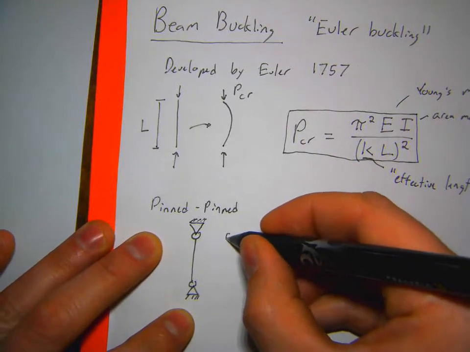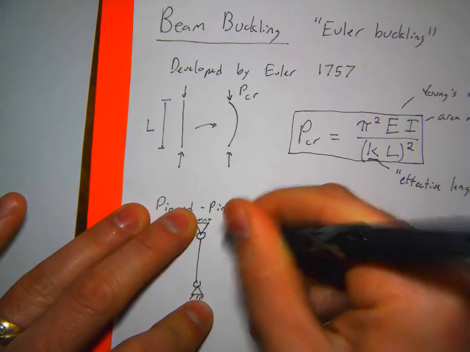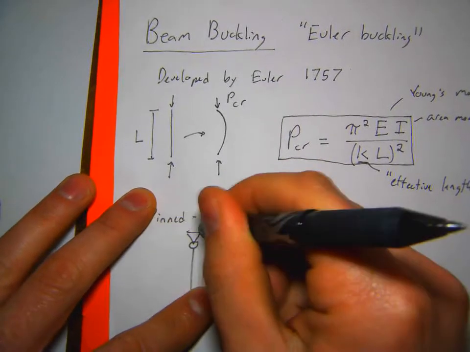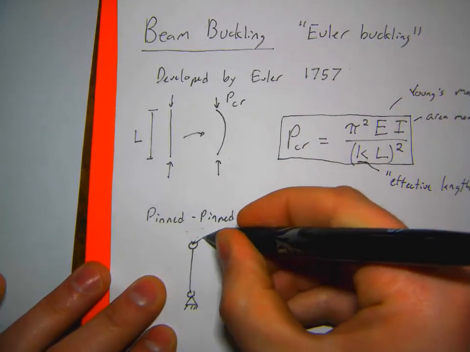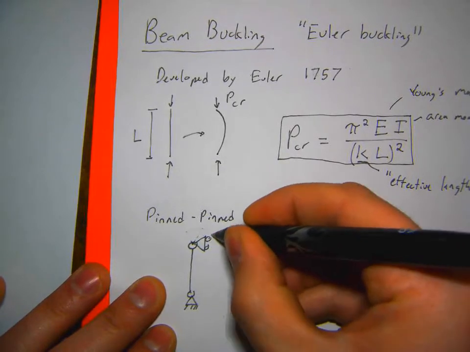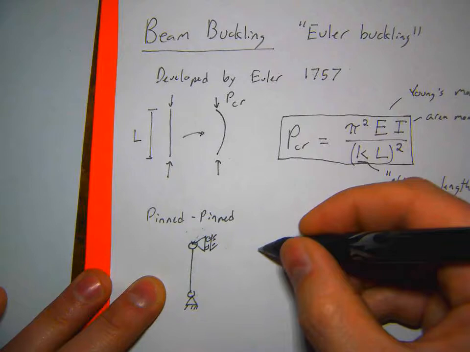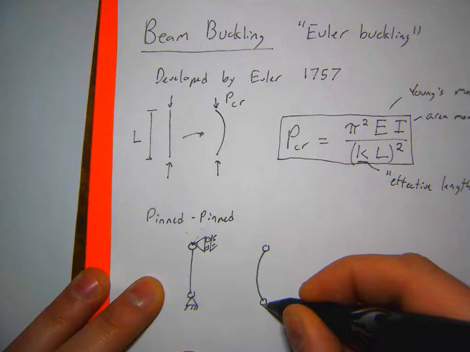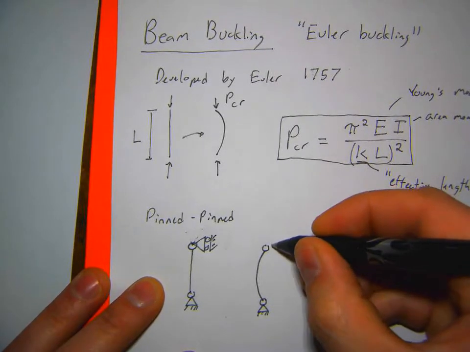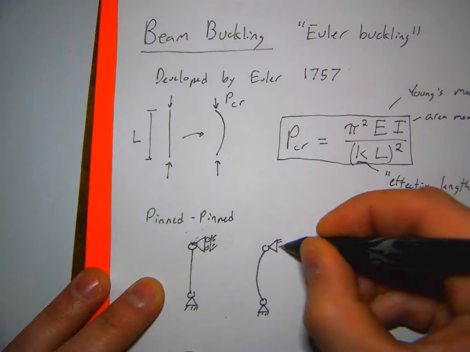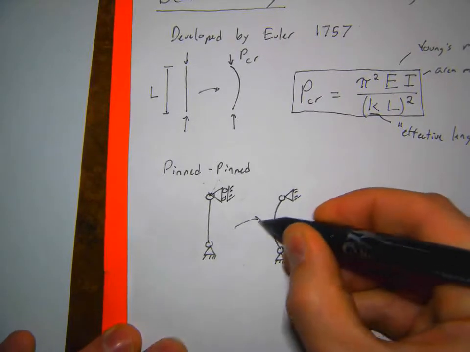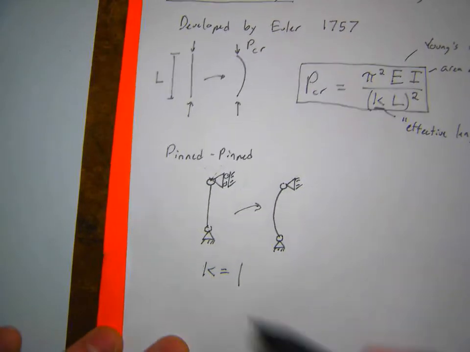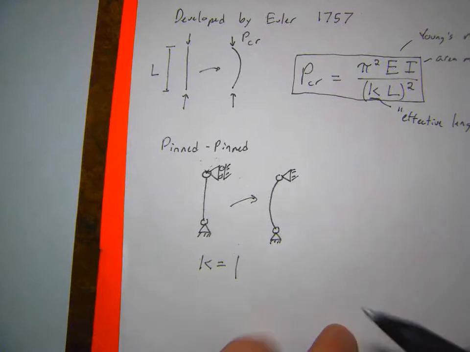And for my pinned-pinned case, how do I want to do this? I'm going to draw it slightly differently because it needs to be able to move. There we go. When I compress this down, it takes on a bent shape that looks like this. So for our pinned-pinned case, this is the simplest case, and that's a K equals 1. So everything is kind of relative to this pinned example.